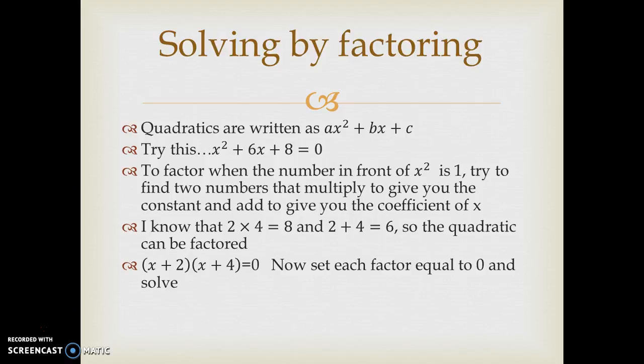And I'm going to factor it as x plus 2, x plus 4, still equal to 0. Alright. Now I'm going to take each of those and separate them and solve them. So x plus 2 equals 0 and x plus 4 equals 0. On the first equation, you subtract 2 on both sides, you get x equals negative 2, and subtract 4 on both sides of the second equation, you get negative 4.